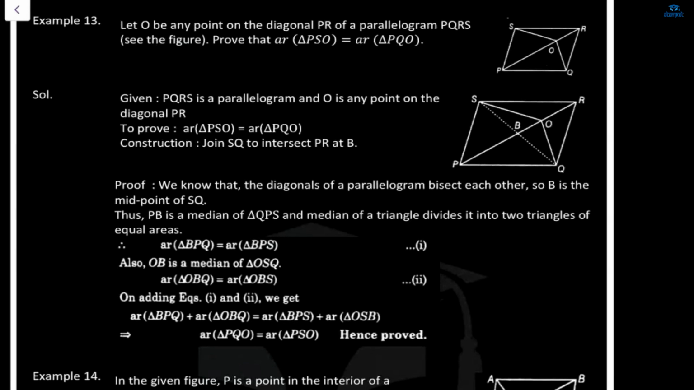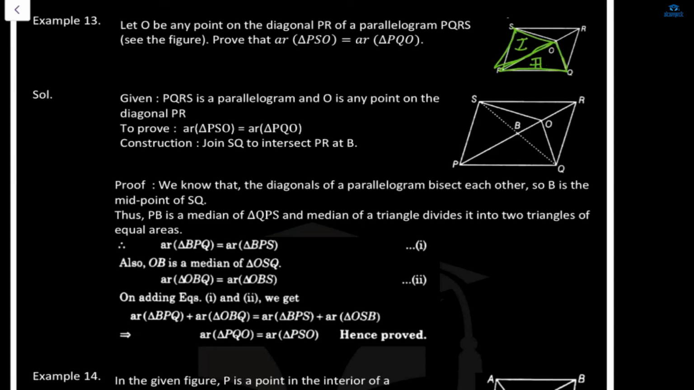Now, the second question is also somewhat similar, 14 one. I will leave it for you to do in the assignment, but we'll discuss this one. See here, O is any point on the diagonal PR of a parallelogram PQRS. We have to prove that the area of triangle PSO, this portion, is equal to PQO, this one. These two triangle areas are equal.